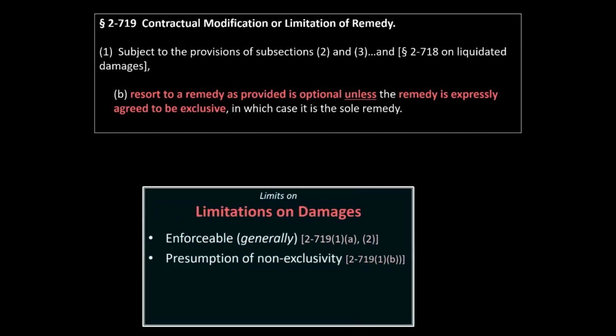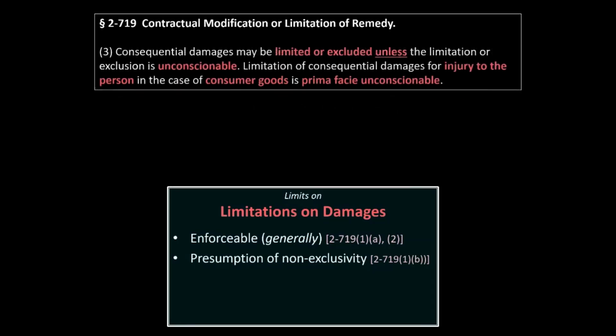Finally, subsection 3 of 719 addresses the enforceability of terms that limit consequential damages. Such terms are not uncommon. A seller may reasonably want to limit liability for any consequential damages. You are probably familiar with consequential damages from your study of the common law of contracts, and there's a great example of one provided in your reading.